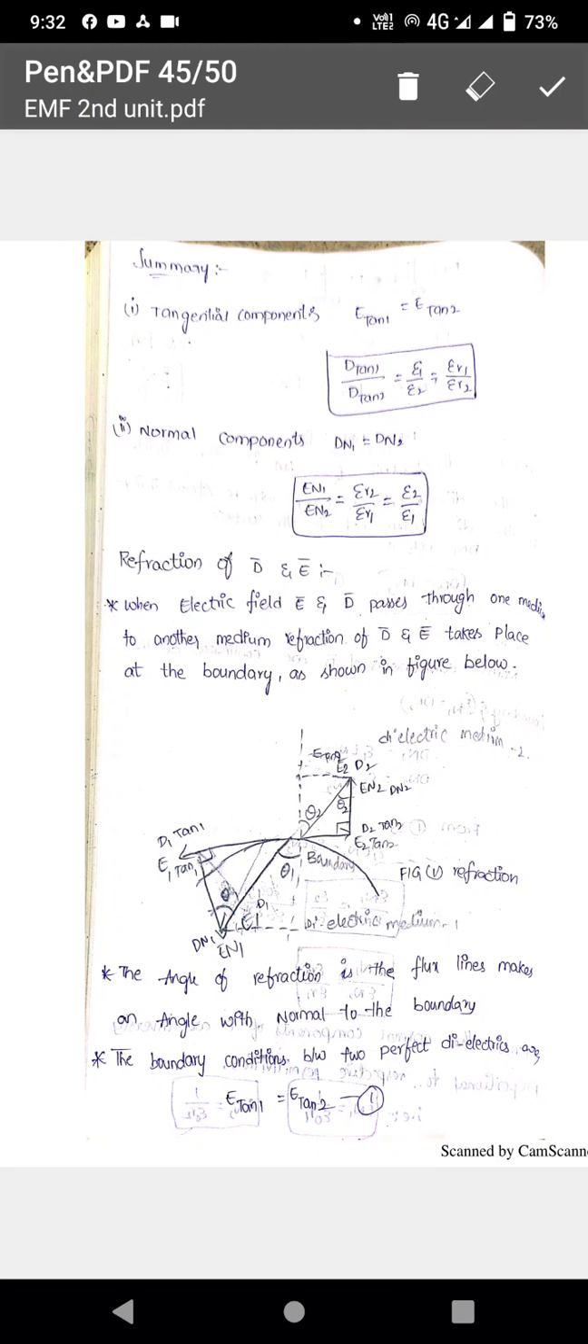The direction of D bar and E bar changes at the boundary between two dielectrics. Let D1 and E1 make an angle theta 1 with the normal to the surface. When electric field E bar and D bar pass through different mediums, different dielectrics, the refraction of D bar and E bar takes place at the boundary. You can see in this diagram.